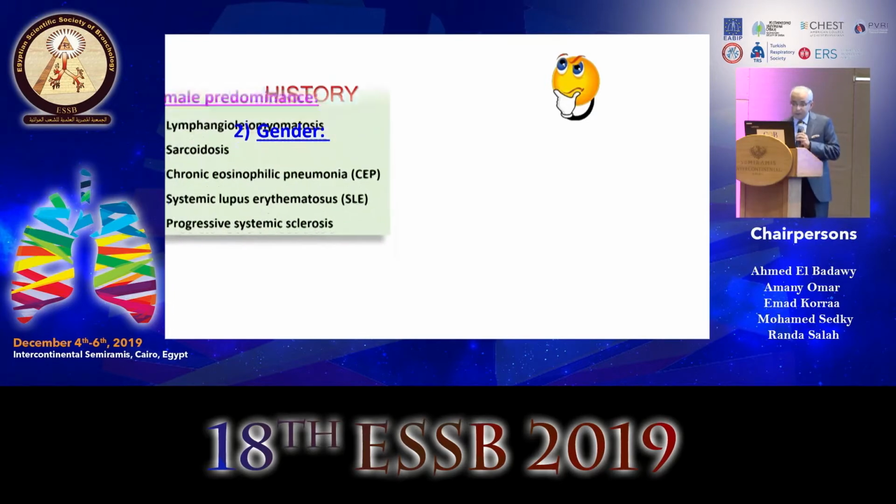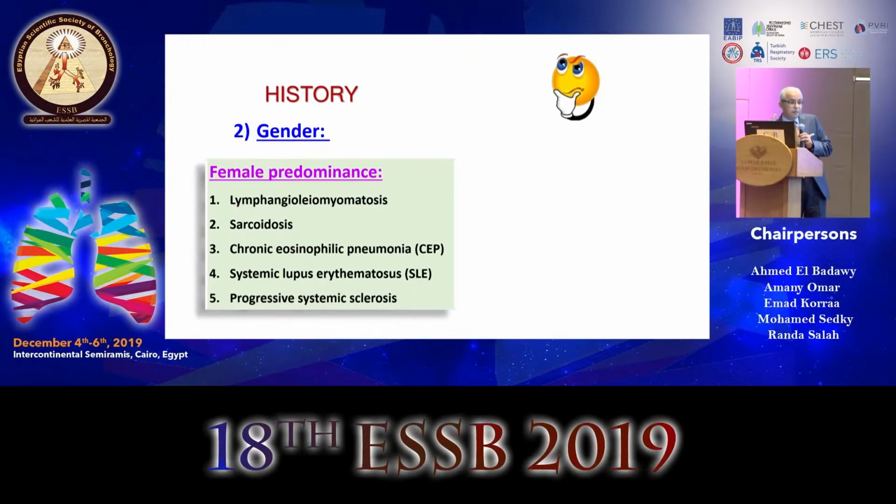Second in the history is the gender. There is female predominance in certain diseases and male predominance in others. LAM is an exclusively female disease. Sarcoidosis is more common in females. Chronic eosinophilic pneumonia, SLE, scleroderma and their connective tissue related ILDs are more common in females.